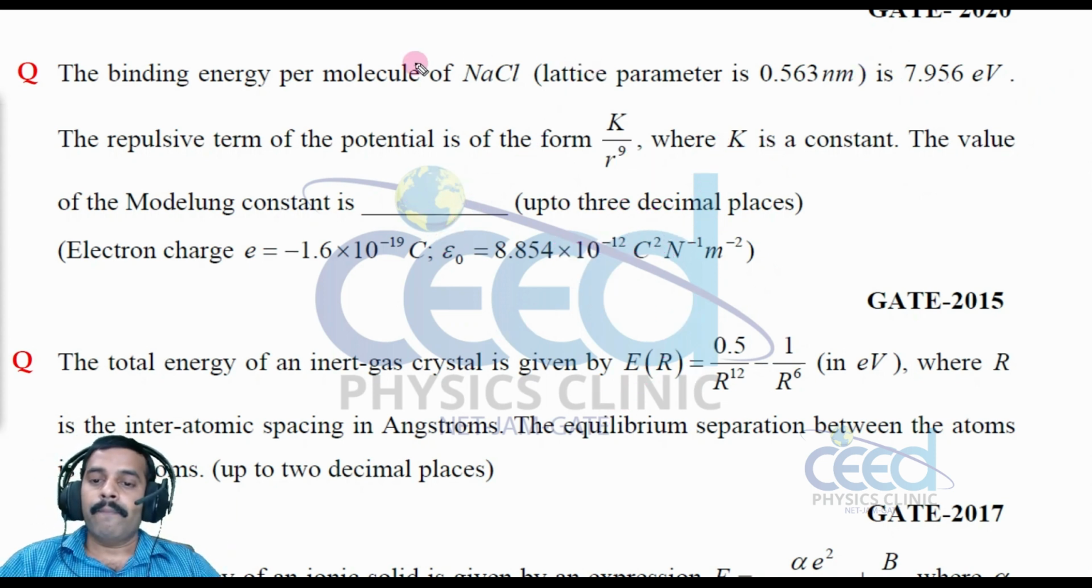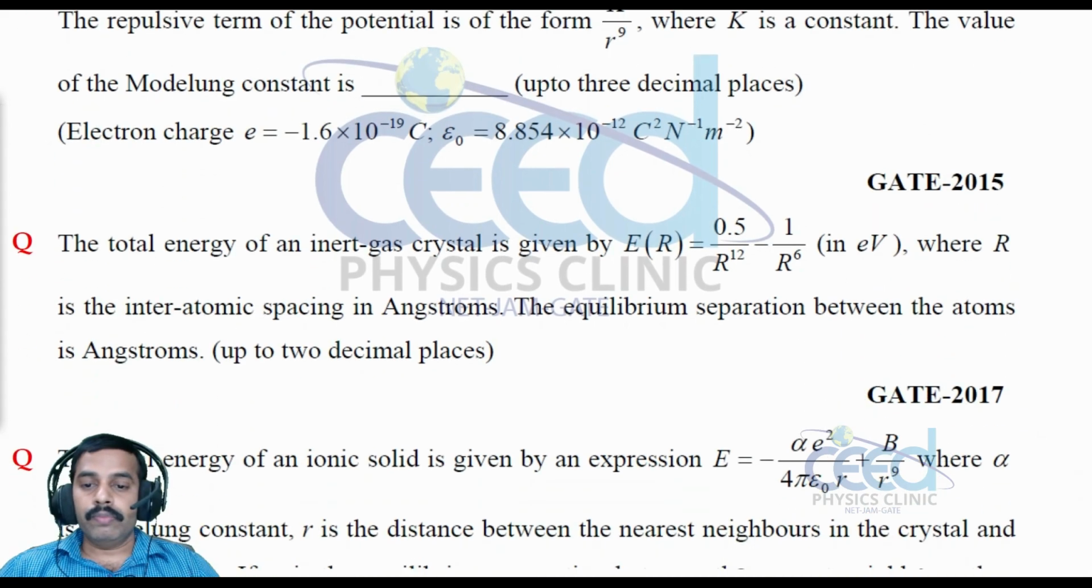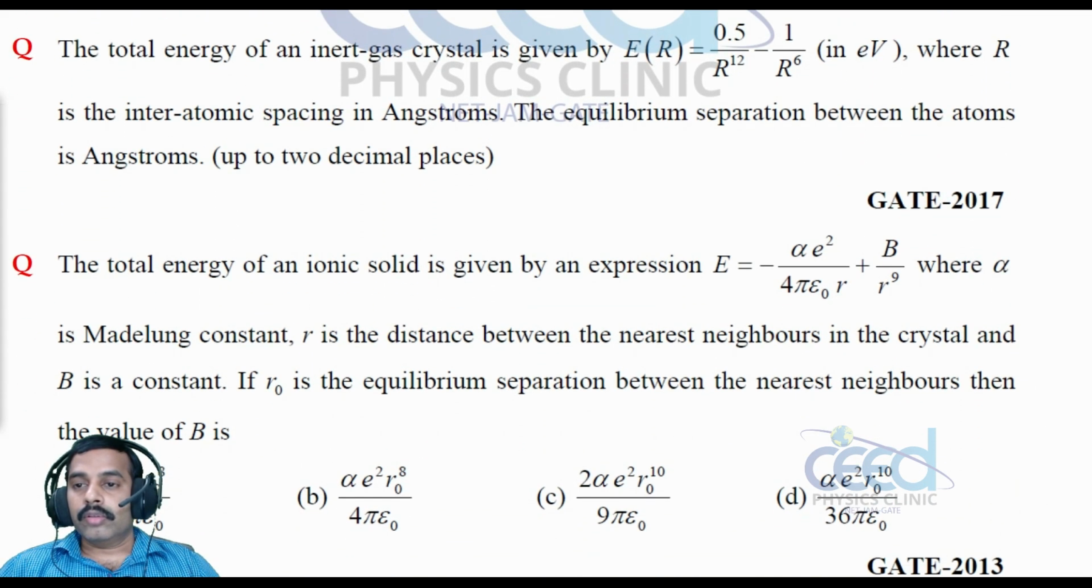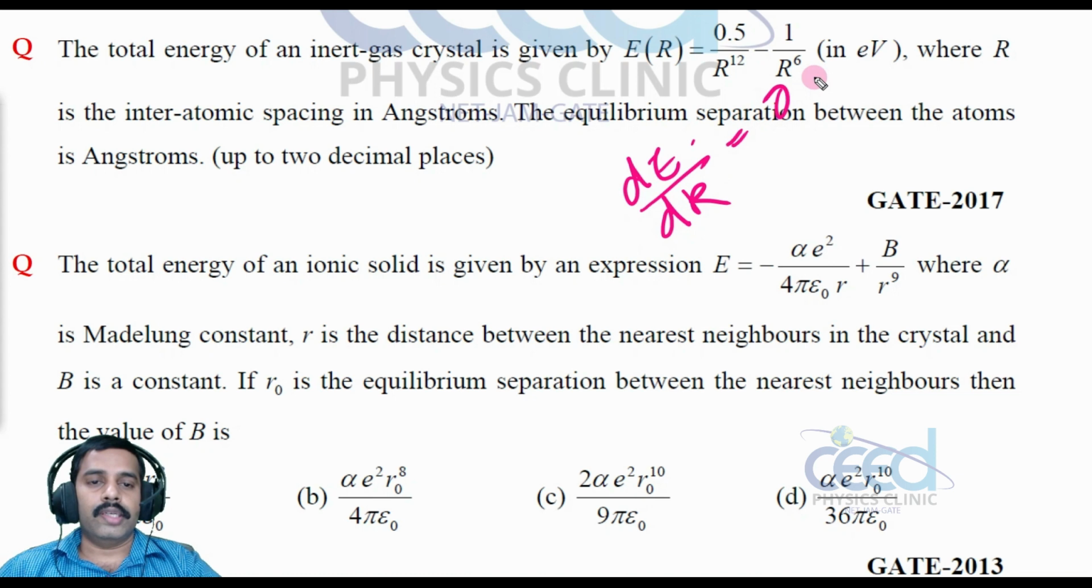All right. Now let us come to another problem. The total energy of an inert gas crystal, E of R, is given, where R is the interatomic spacing, the equilibrium separation, in Angstrom. We already know that at equilibrium separation, the rate of change of this energy should be equal to 0. So let me differentiate this and equate it to 0.